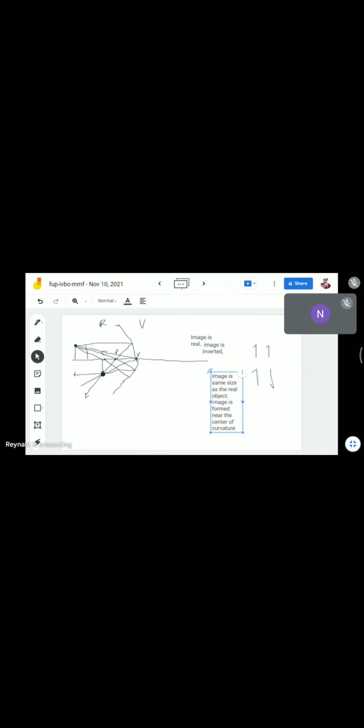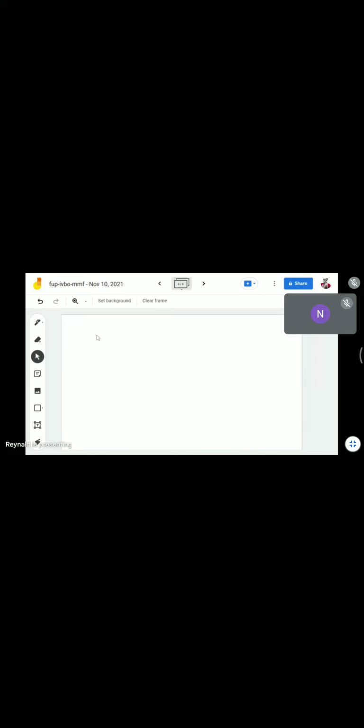Sige. Isa pang example. Let us use another example. Okay? So, ulit ha. Itong ray tracing and then the description. So, yun ay parehas importante. So, let us have another example.